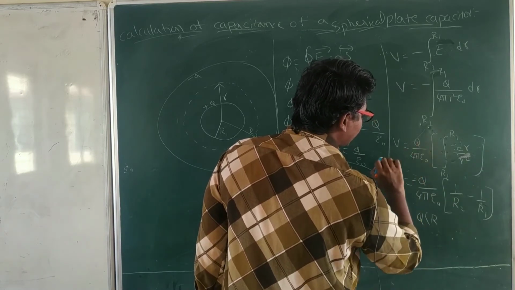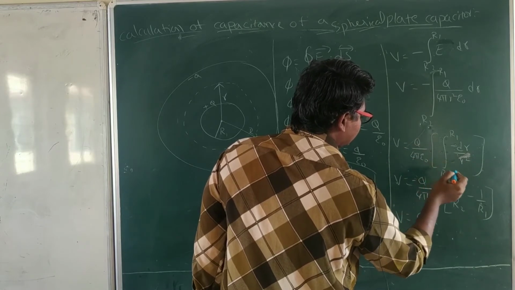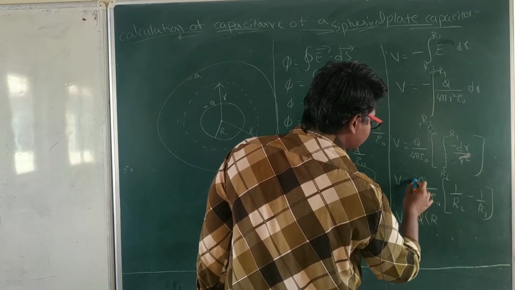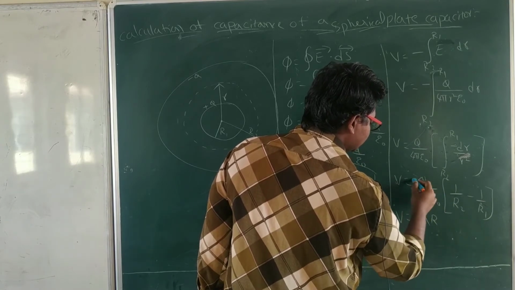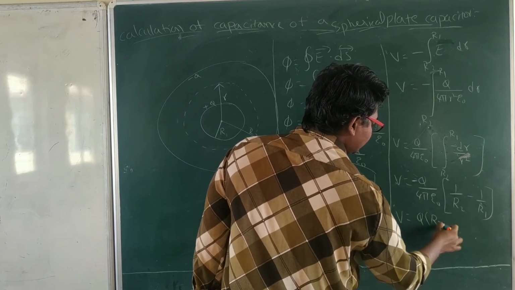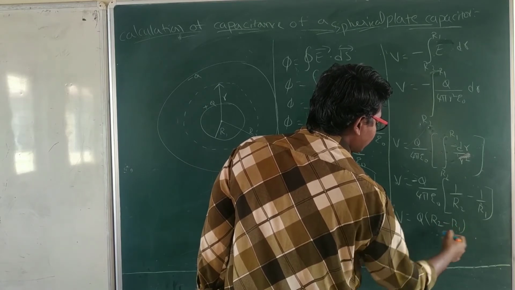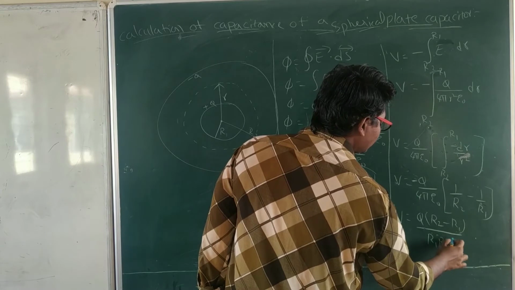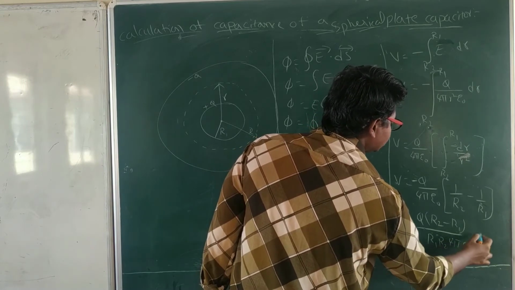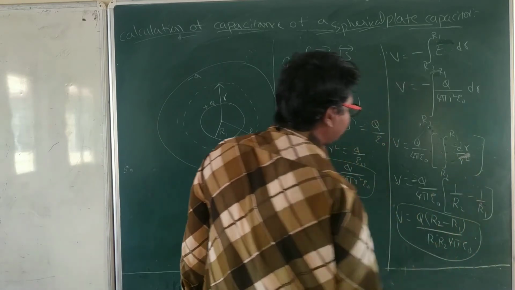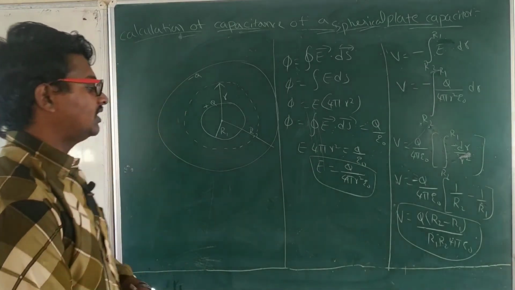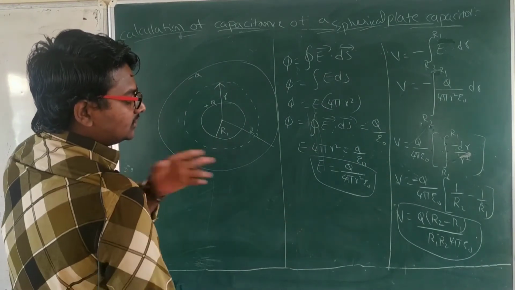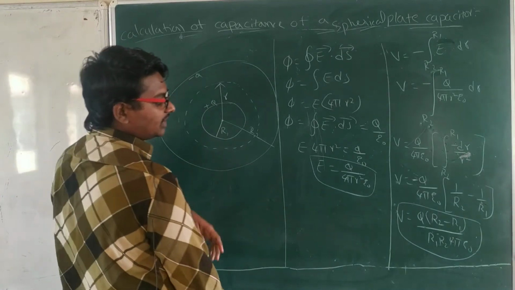Alright, here outside we brought a minus sign. That's why, if you shift this minus sign inside, then we will get (r2 minus r1) divided by r1 r2 times 4 pi epsilon naught. This is the value of V. V is Q times (r2 minus r1) by r1 r2 into 4 pi epsilon naught.